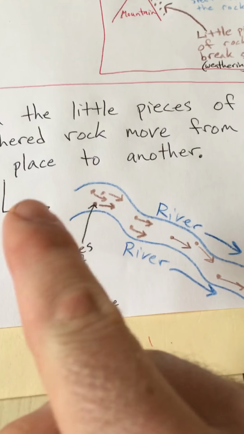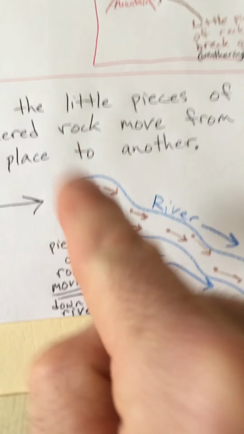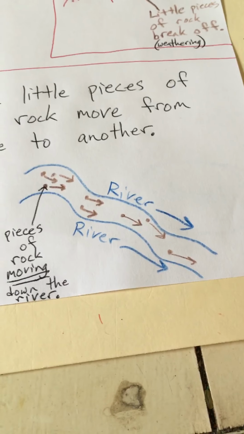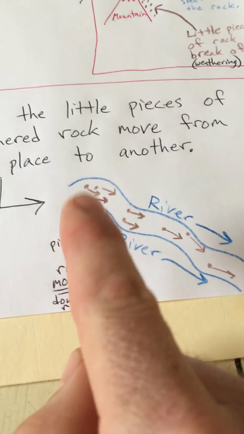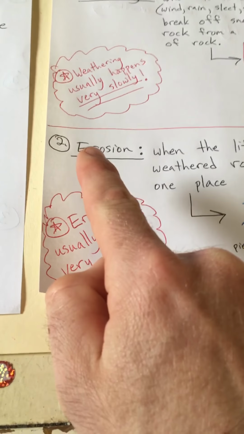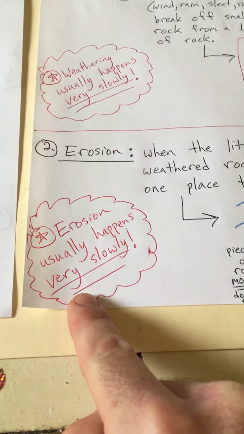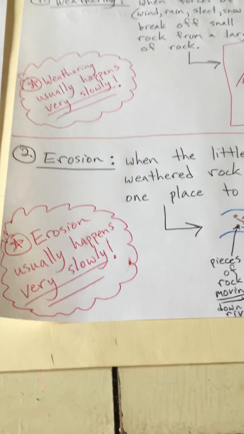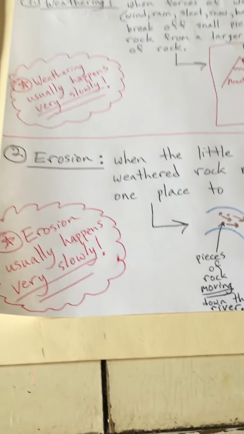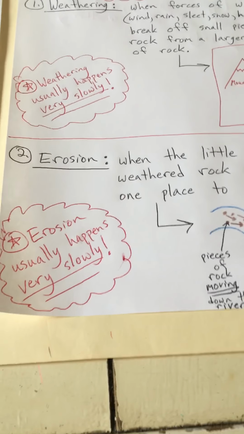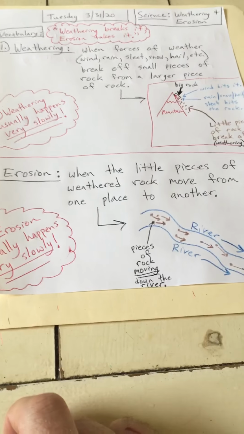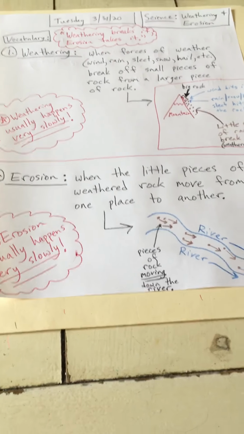When those little pieces of rock, or those little pieces of sediment, get into the water, they are going to move down the river with the moving water. And the movement of those little pieces of weathered rock is called erosion. And again, very important, erosion usually happens very, very slowly. It takes thousands of years or hundreds of thousands of years for those little pieces of weathered rock to move from one place to another.